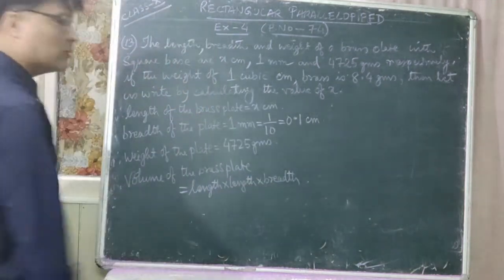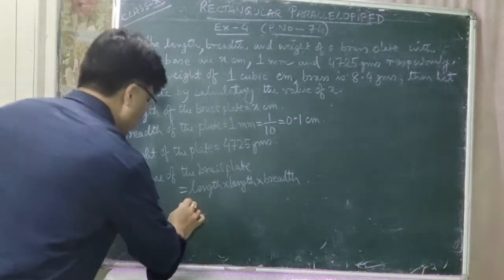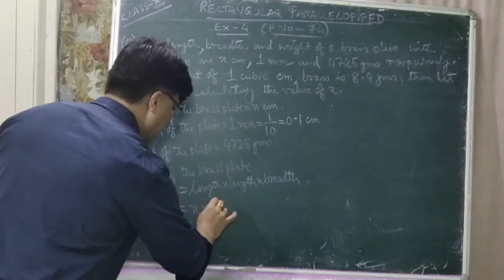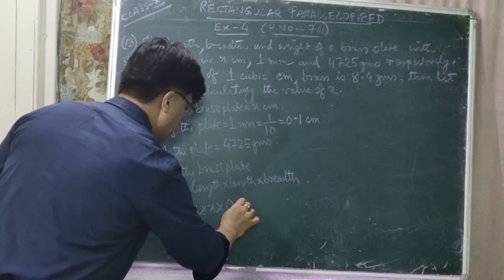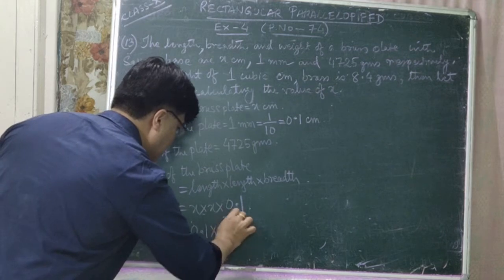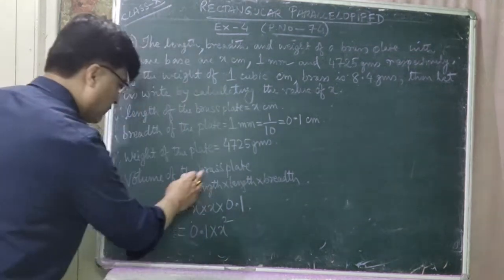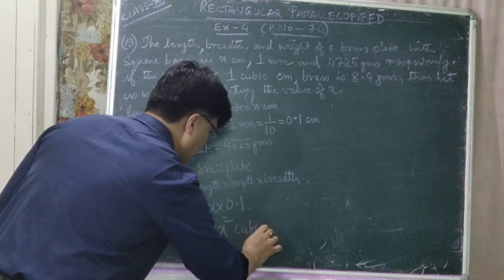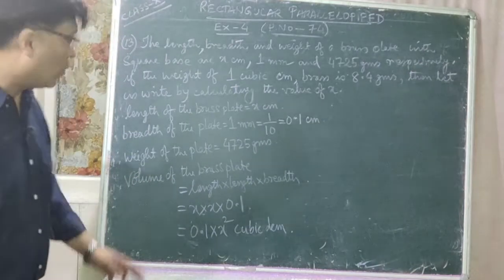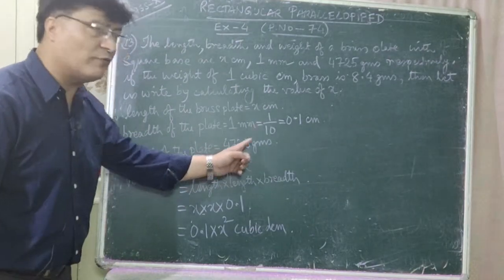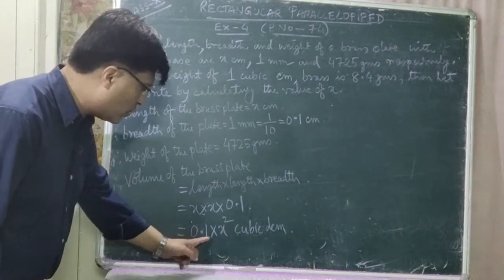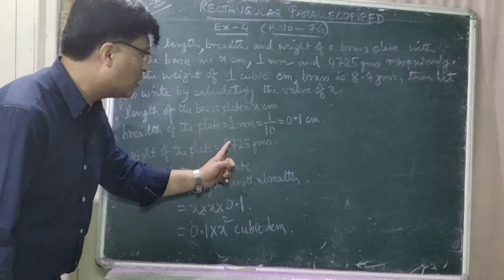So I think you have understood it: length into breadth, which is equal to what is the length here? x. What is the breadth here? 0.1. So it is 0.1 into x, which is x square, and this is the volume, so this is cubic centimeter. Now what is the weight of the plate? It is 4725 grams. So what is meant by it is that the weight of 0.1 into x square cubic centimeter is equal to 4725 grams.